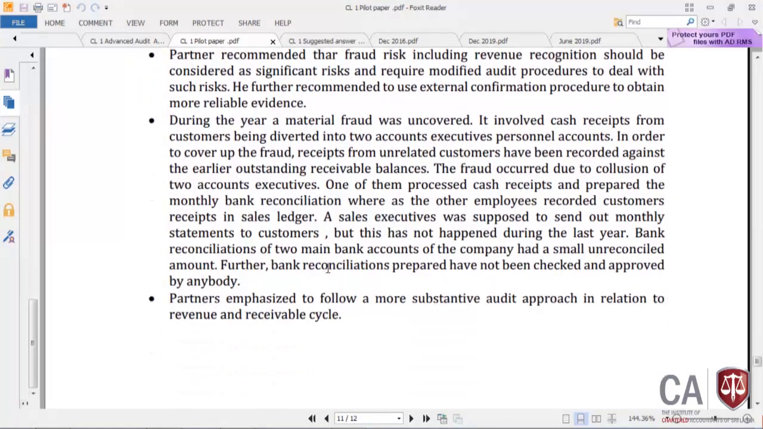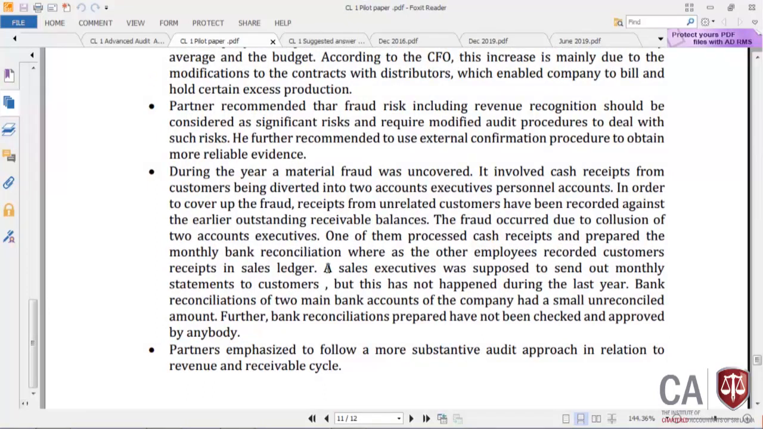Third bullet point: during the year a material fraud was uncovered. There is a problem, there is a material error. It involved cash receipts from customers being diverted into 2 account executives' personal accounts. In order to cover up the fraud, receipts from unrelated customers have been recorded against the earlier outstanding receivable balances.